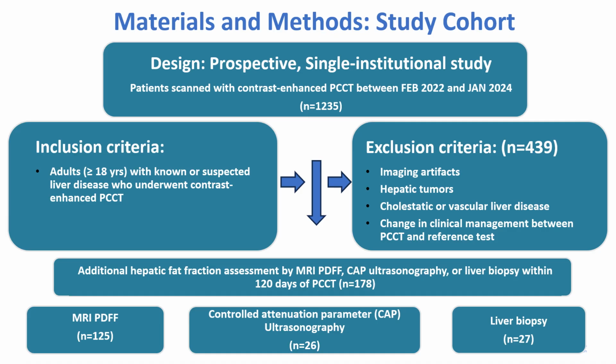This was a prospective study of adults greater than 18 years of age with known or suspected liver disease, and they were included if they had a contrast enhanced photon counting CT done between Feb 2022 and Jan 2024, and also a reference test done within 120 days, just to make sure the liver fat measurements were still comparable. And patients were excluded if their scans had major artifacts, or if they had any liver tumors, or cholestatic or vascular liver disease, or if there were any major treatment changes between the PCCT and the reference tests.